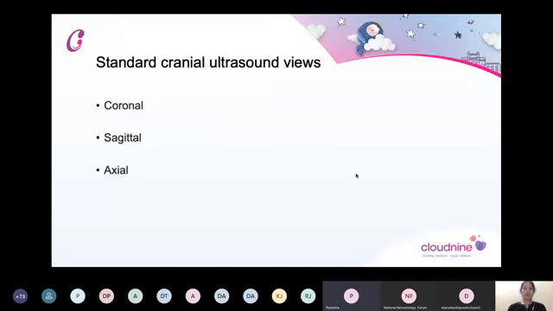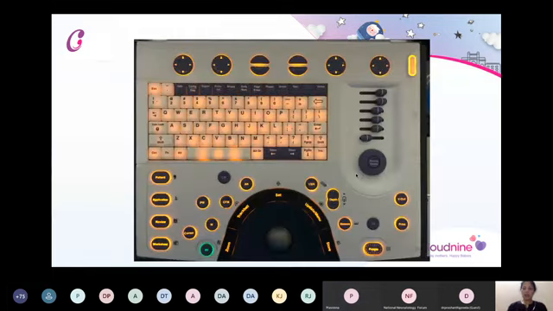So coming to the standard cranial ultrasound views, we have the coronal views, sagittal views, and axial views. Now, I just want to show the keyboard of an ultrasound machine. This is a Vivid-i keyboard. The Vivid-i is a good ultrasound machine. There are others also, like Sonosite, etc. But this is the one that I use.